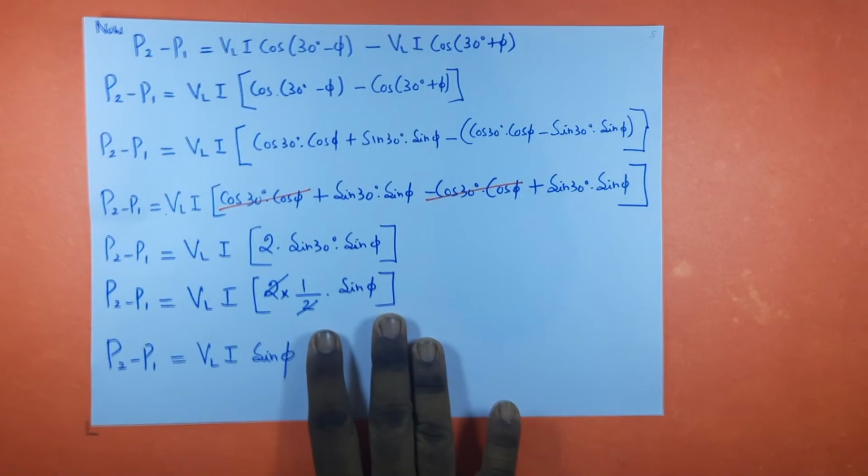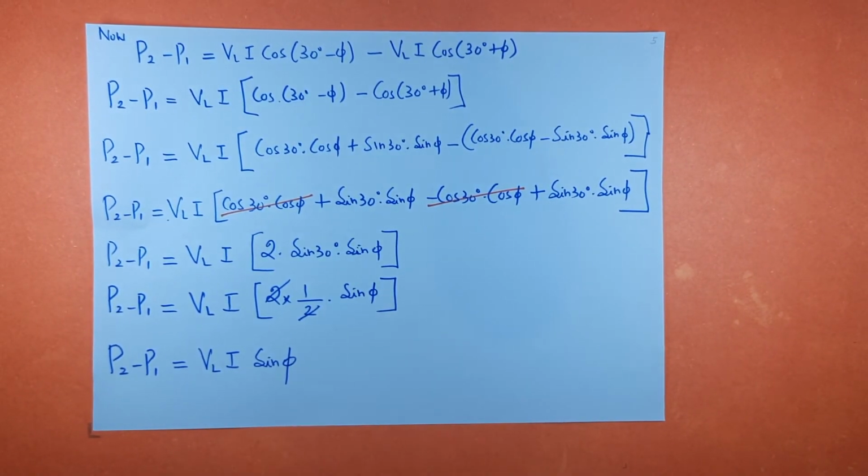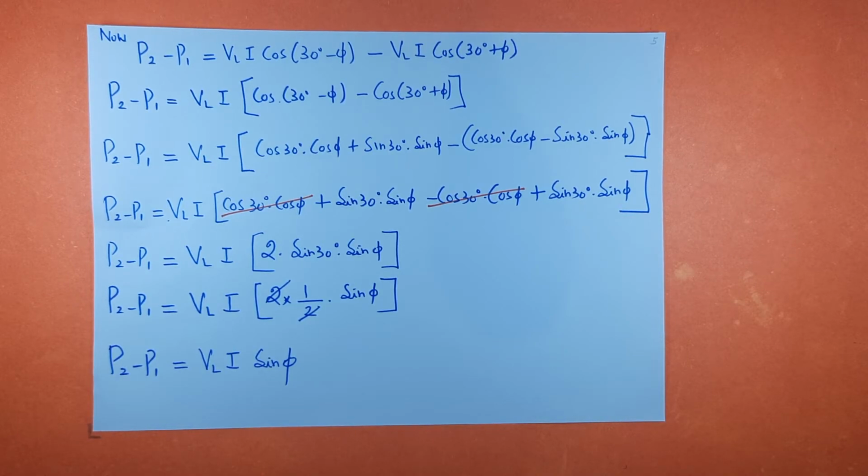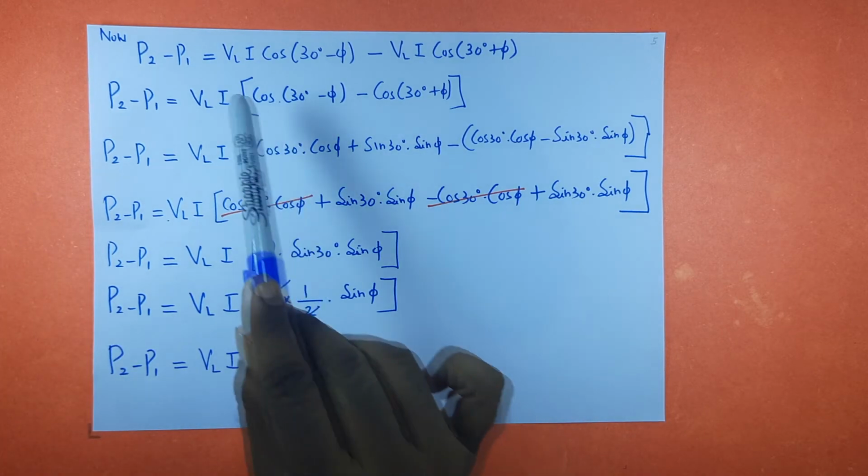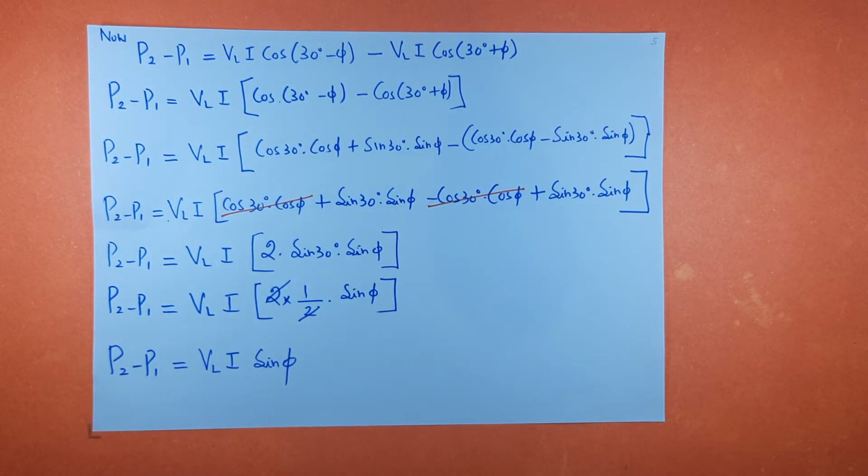So next, now P2 minus P1. What is P2? VLI cos of (30 degree minus phi), minus P1, which is VLI cos of (30 degree plus phi). For P2 minus P1, here also VLI is common in the two terms, take it outside. P2 minus P1 equals VLI of cos of (30 degree minus phi) minus cos of (30 degree plus phi).